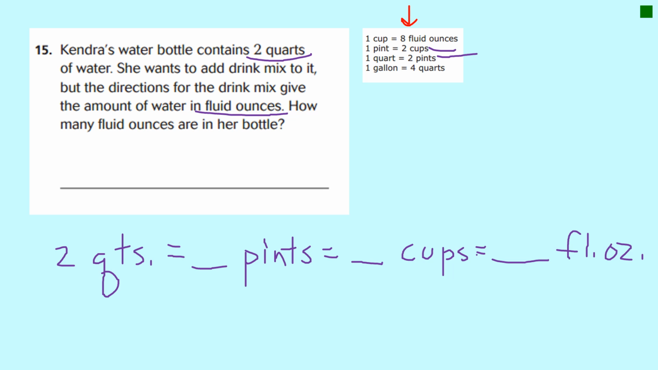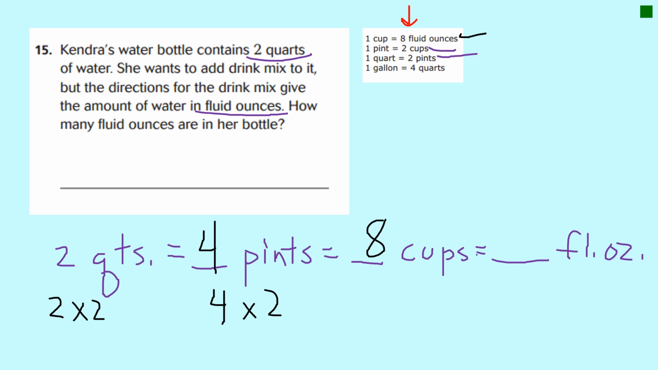Like I said, guys, if you can skip one of these steps and do some mental calculation, you are welcome to do that. So 1 quart is 2 pints. So 2 quarts is 2 sets of 2 pints, so 4 pints. 4 pints to cups. 2 cups are in 1 pint, so 4 sets of 2 cups. That's 8 cups. And then 8 cups to fluid ounces.